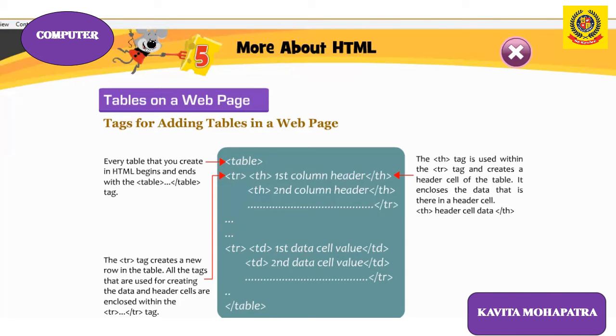In the second row you will write td, table data. Whatever data is there, you can write in the td. Table data, td, is also used within the tr tag and creates a data cell in the table. It encloses the data that appears in a data cell: td, data cell, td close.